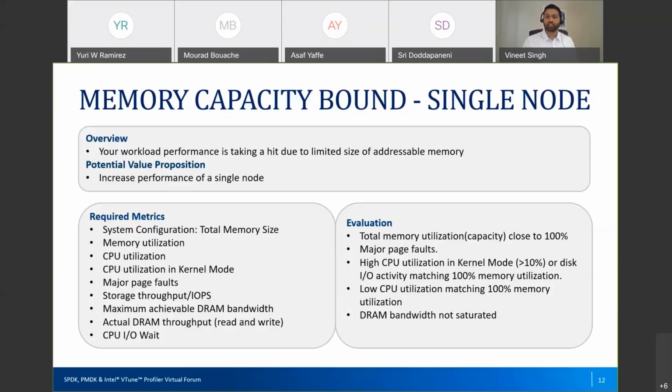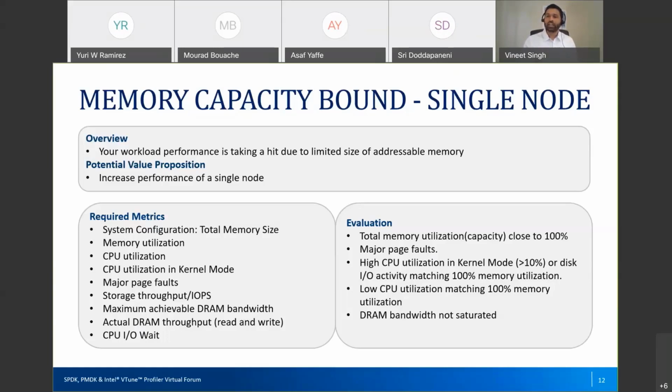And the next step that you need to find out is, are you taking a performance hit because of this swapping behavior? So check if the execution windows where you are swapping correspond to low CPU utilization.